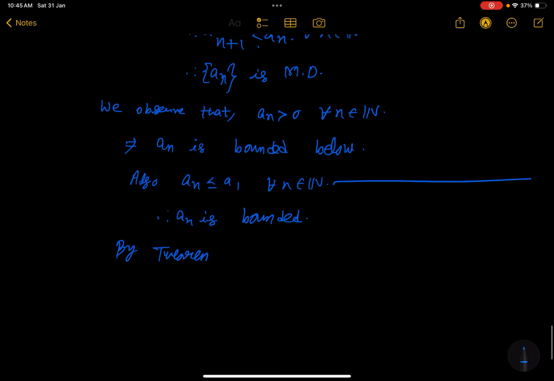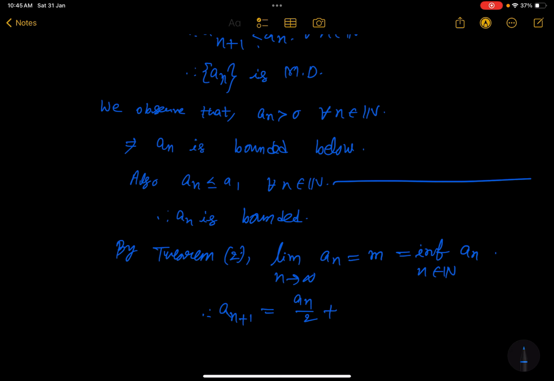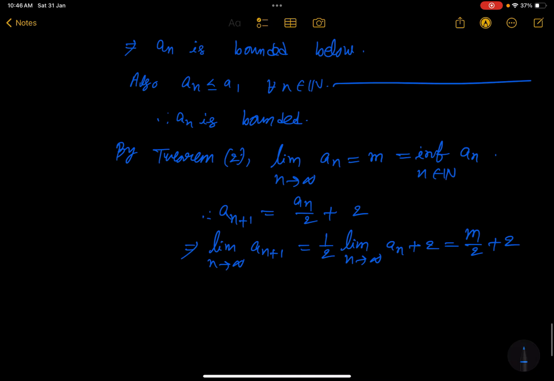So by theorem 2, the limit as n goes to infinity of a_n, let's call it m, is nothing but the infimum of a_n, n belonging to N. Right, so given that a_{n+1} equals a_n by 2 plus 2, I can take the limit, and this will be half of the limit plus 2, so m equals m by 2 plus 2, which implies m by 2 equals 2, m equals 4. So the limit is 4.